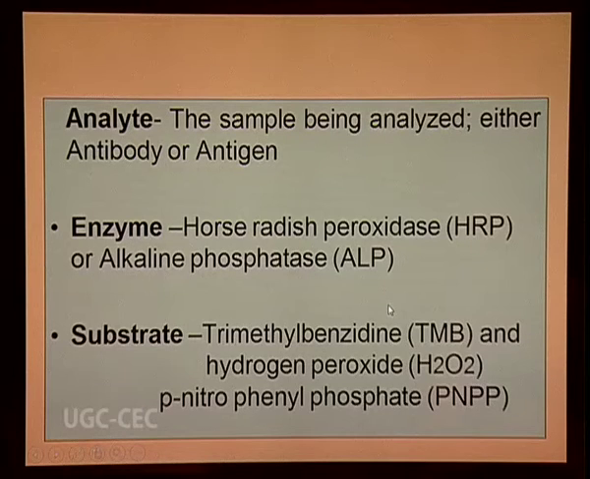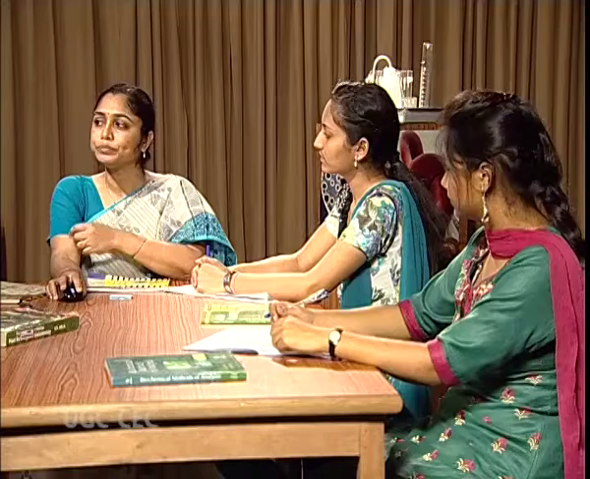When these 2 substrates are added to a reaction mixture having horseradish peroxidase tagged antibody, the HRP enzyme will convert H2O2 into H2O, that is water, and nascent oxygen. The nascent oxygen will oxidize trimethylbenzidine to trimethylbenzidine oxide, and it will give a coloration. Similarly, if we use alkaline phosphatase as the enzyme, we have to use its specific substrate paranitrophenyl phosphate. Alkaline phosphatase will cleave the phosphoryl group and it will generate a color.